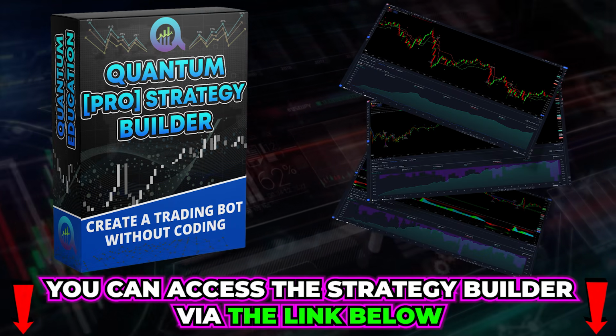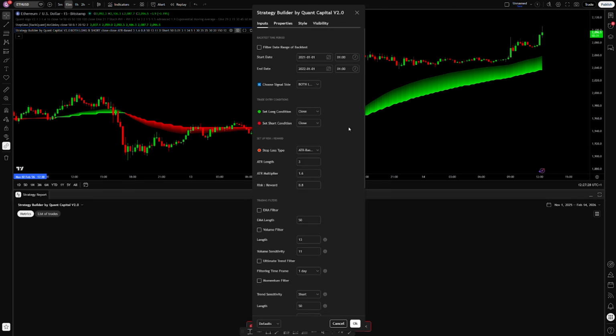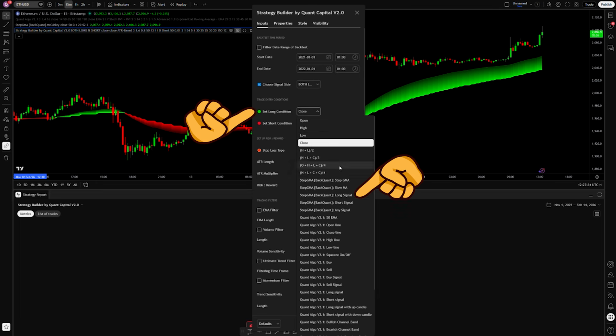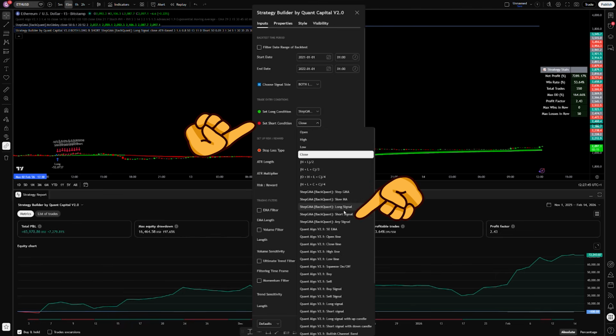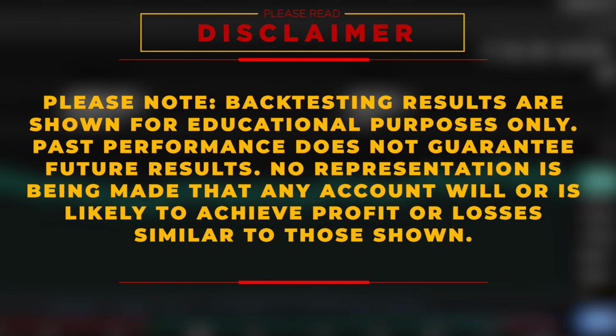To evaluate the strategy performance, we will use the Quant Capital Strategy Builder, our proprietary tool that produces backtesting data for any TradingView indicator in under a minute. Simply open the builder's settings, navigate to the Set Long Conditions tab, select the parameter aligned with the indicator's buy signals, and apply the same steps for the sell signals. And now you can explore the strategy data in detail. Note that backtesting results are shown for educational purposes only. Past performance does not guarantee future results.